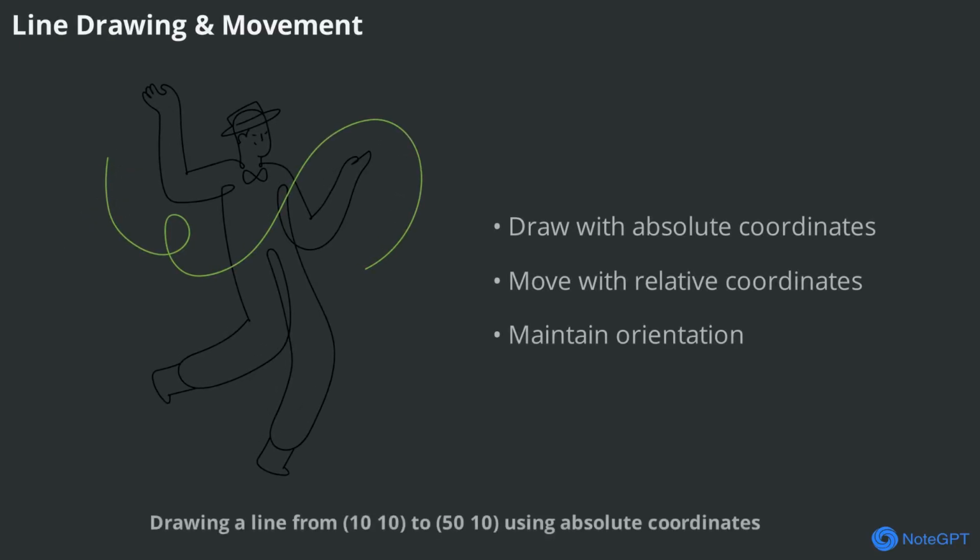Drawing a line from 10,10 to 50,10 using absolute coordinates, then moving it to 20,30 with relative coordinates demonstrates CAD's precision. The move command shifts the line by a specified vector, maintaining its length and orientation. This technique is fundamental for accurate placement and editing in CAD.